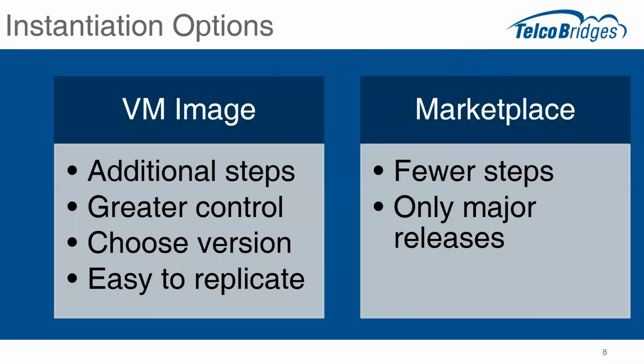And also, we want to talk about one of the unique things about Azure and all the cloud platforms, which is that there's usually a couple different ways to deploy your software in a cloud environment. One of the ways is with a virtual machine image. This is a little bit more work, a couple more steps. It gives much greater control over how things get set up. One of the big benefits is that it lets you choose specifically which version of software you'd like to use. And it's very easy to replicate.